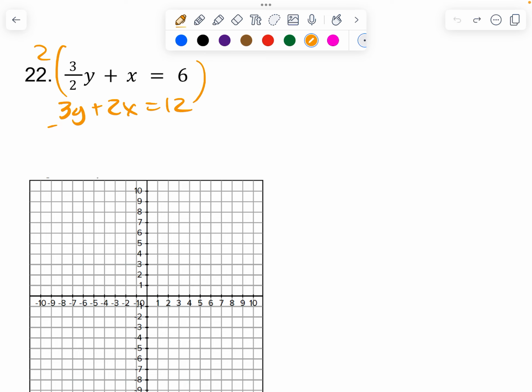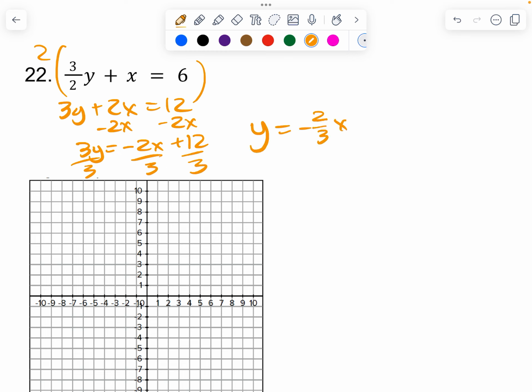Subtract 2x from both sides. I get 3y equals negative 2x plus 12. Divide by 3. y equals negative 2/3 x plus 4.